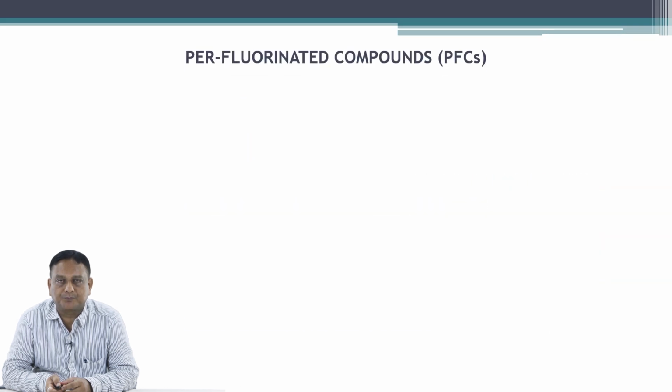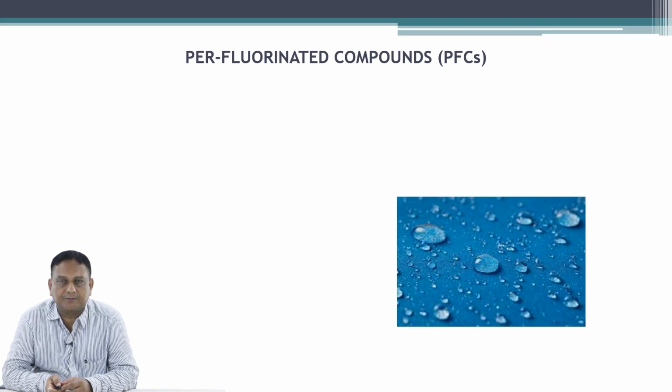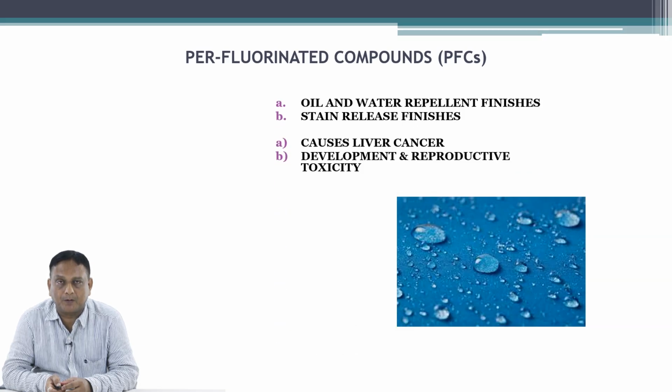Perfluorinated compounds, PFCs, this is an important area in textile finishing, and as you can see from the picture, a lot of water repellency kind of property has been developed. So perfluoro compounds are there as a water repellent finish or a stain release finish. This is also used in the oil repellency properties also.